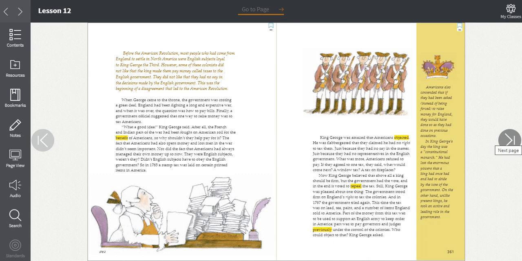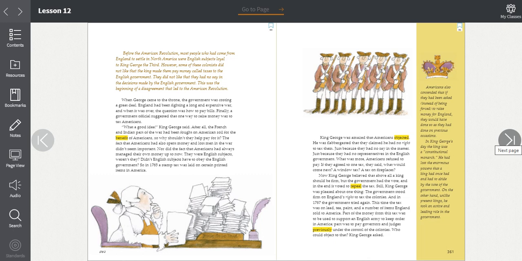King George was amazed that Americans objected. He was flabbergasted that they claimed he had no right to tax them. Just because they had no say in the matter? Just because they had no representatives in the English government? What was more, Americans refused to pay. If they agreed to one tax, they said, what would come next? A window tax? A tax on fireplaces?